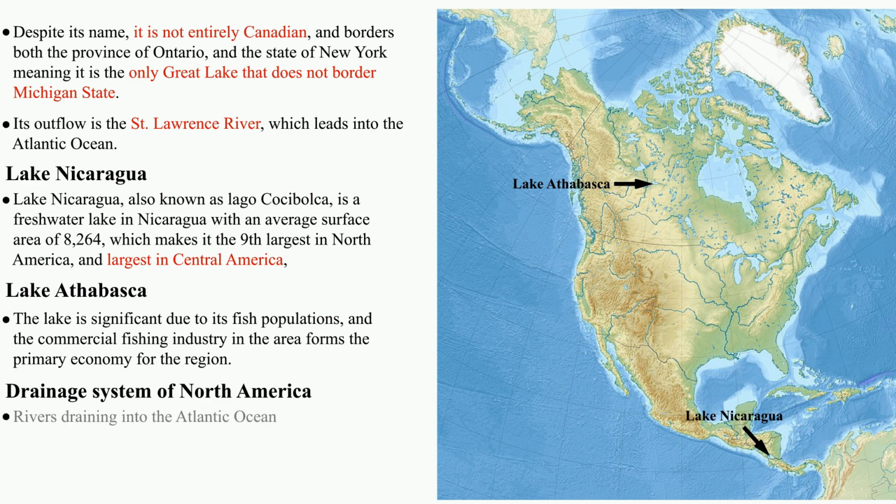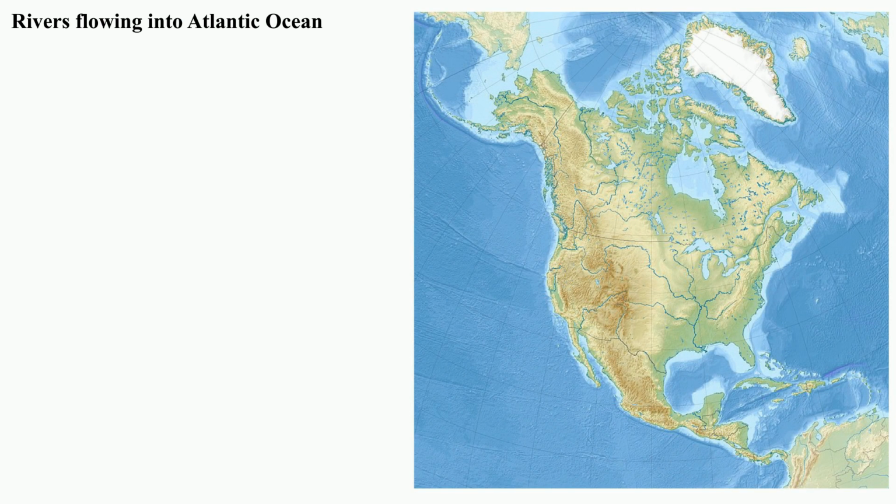Rivers draining into the Atlantic Ocean, rivers draining into the Pacific Ocean, and rivers draining into the Arctic Ocean. So let's discuss first the rivers draining into the Atlantic Ocean. Rivers like St. Lawrence, Mississippi, Missouri, and Rio Grande are the important rivers which drain into the Atlantic Ocean. So let's discuss one by one.